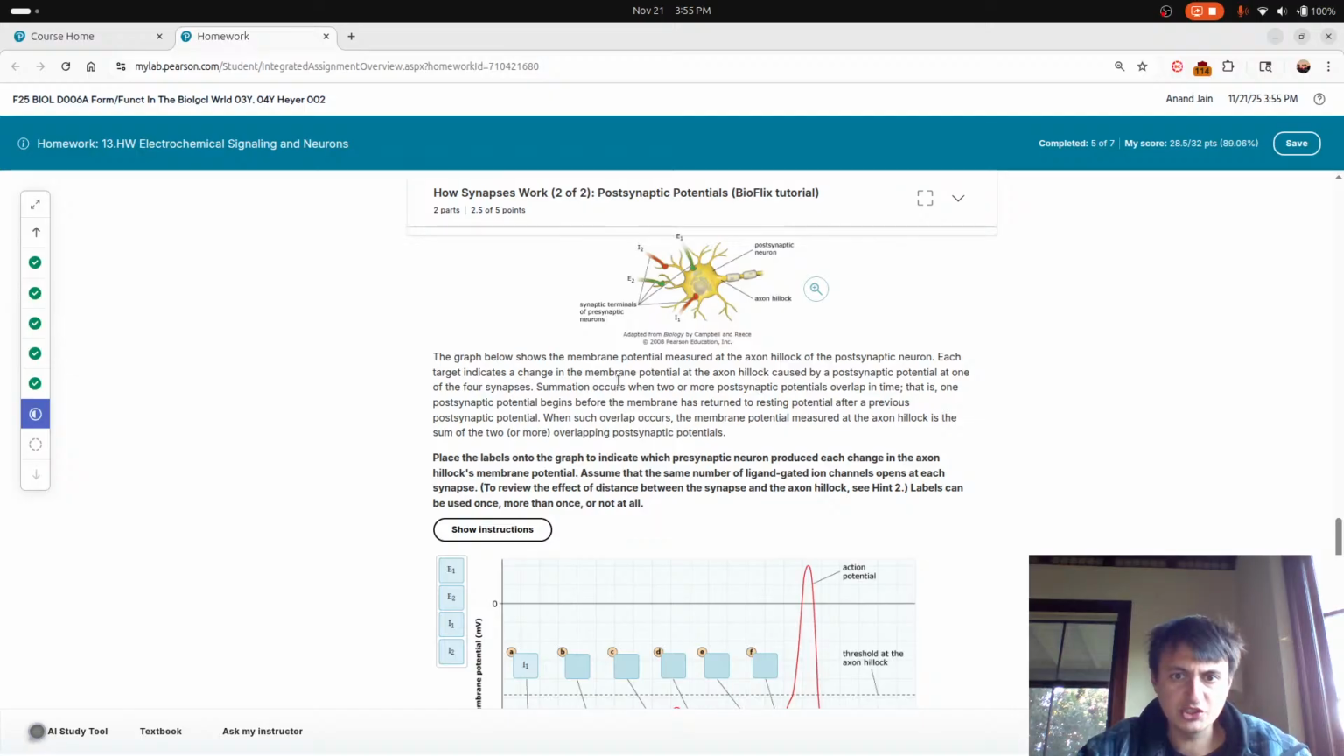Summation occurs when 2 or more postsynaptic potentials overlap in time. That is, one postsynaptic potential begins before the membrane has returned to resting potential after a previous postsynaptic potential. When such overlap occurs, the membrane potential measured at the axon hillock is the sum.